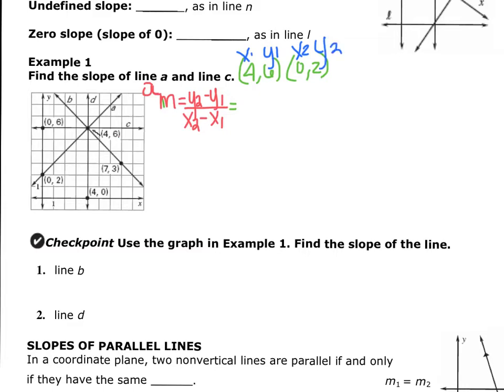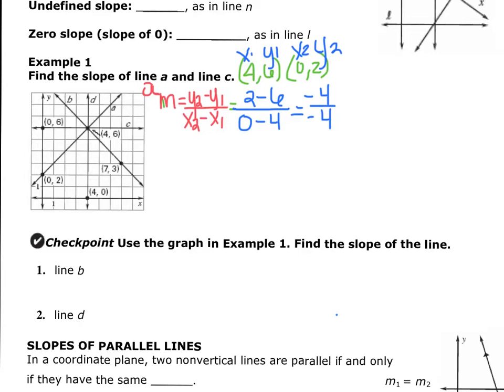So let's calculate the slope. y2 is 2 minus y1 is 6 over x2 minus x1. So 2 minus 6 is -4. 0 minus 4 is -4.